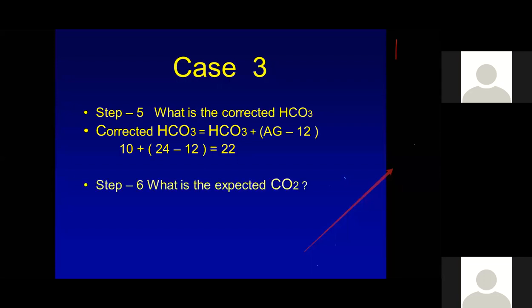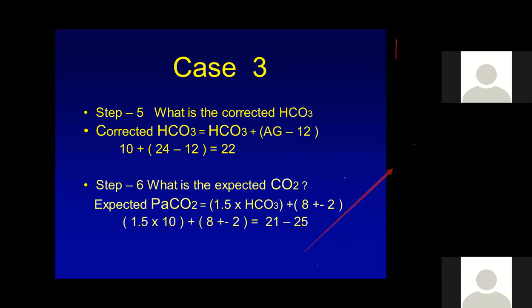And also, what is the expected carbon dioxide? So the PaCO2 is 1.5 times the bicarb plus 8, plus or minus 2. You apply the formula, the Winter's formula, and see. So you can see 21 to 25. So what is your final diagnosis now? So it is a mixed metabolic and respiratory acidosis. So most of them have answered correctly. Good one.